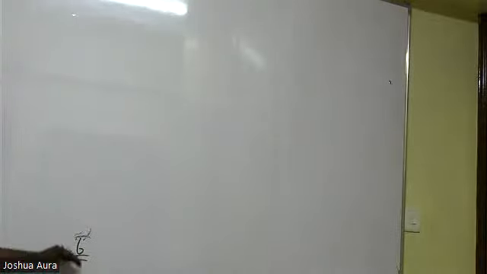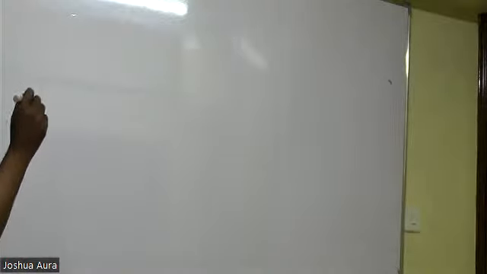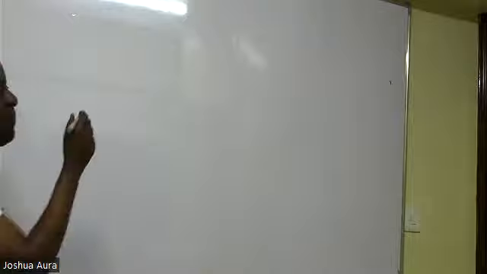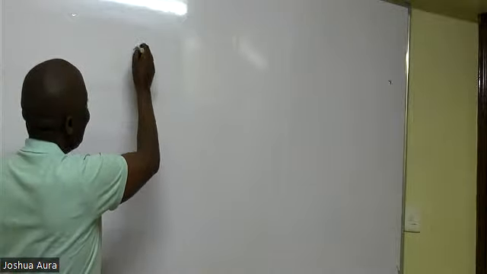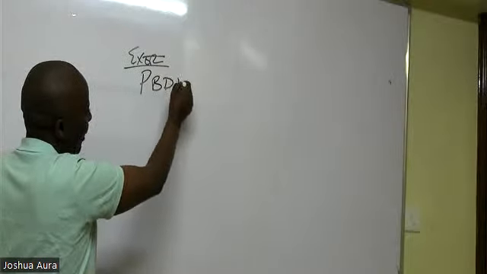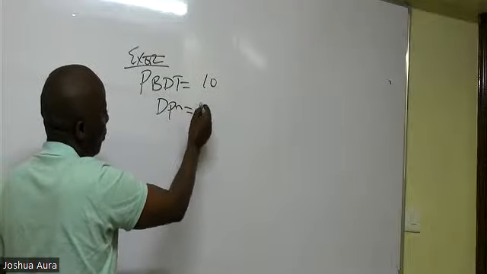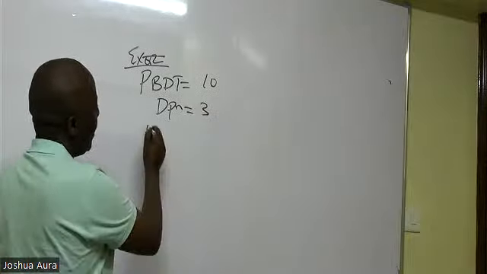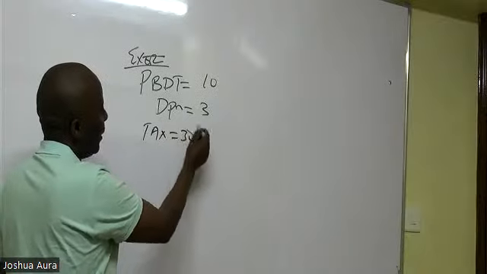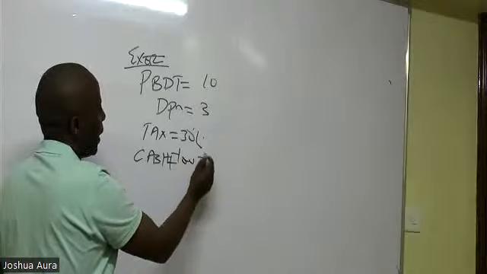Now, ladies and gentlemen, if, for example, you are given profit, these are basically exercises to help you. You're given profit before depreciation and tax of, say, 10, and then they give you depreciation of, say, 3, and then tax is 30%. Could you kindly give me the cash flow there?